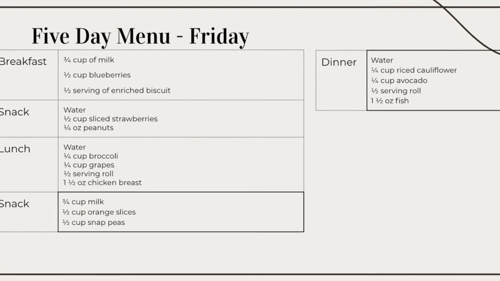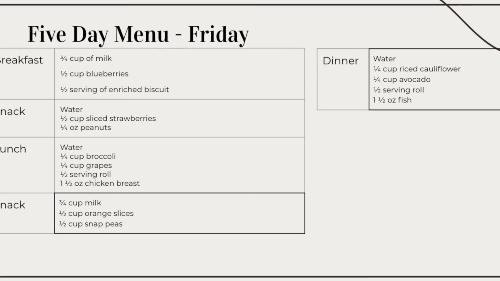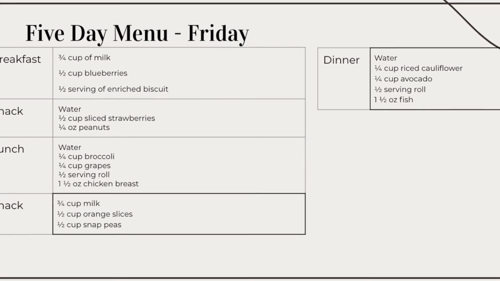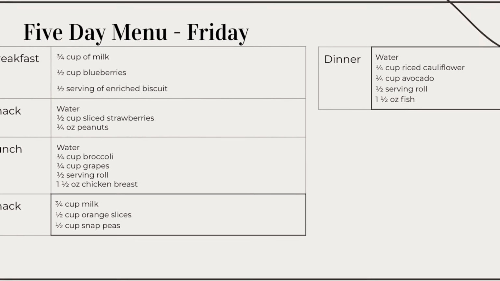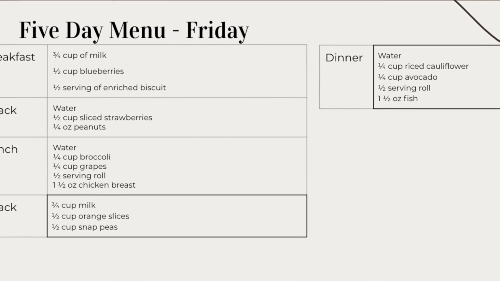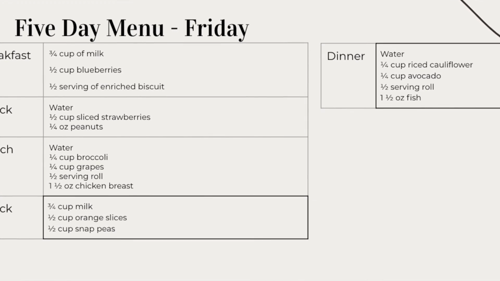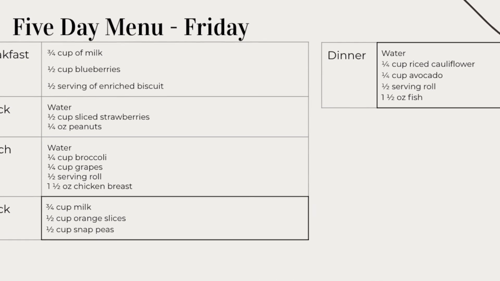Lunch we'll have water, 1/4 cup of broccoli, 1/4 cup of grapes, half a serving of a roll, and then 1.5 ounces of chicken breast. The second snack will be 3/4 cup of milk, half cup of orange slices, and then half cup of snap peas to give a little something extra, a little something different.